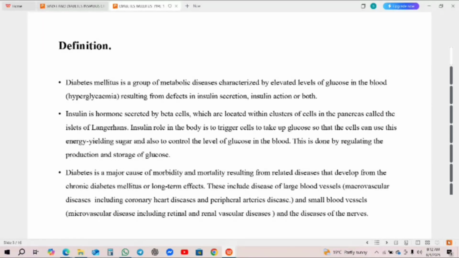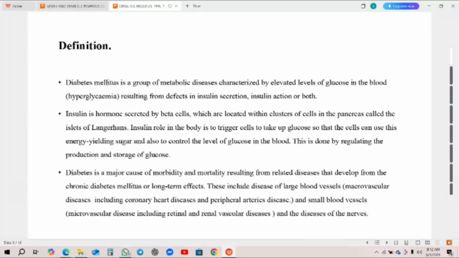So, diabetes mellitus is a group of metabolic diseases characterized by an elevated level of glucose in the blood, which we call hyperglycemia, resulting from defects in insulin secretion, insulin action, or both. First, we have two types of diabetes: diabetes mellitus and diabetes insipidus.